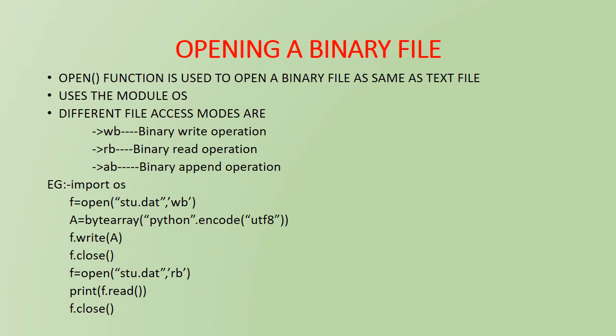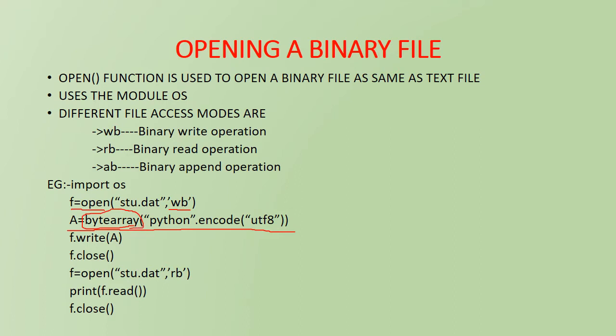Here it is. The first operation is opening. The basic operations we have already discussed in the case of text files. So the first operation is opening the file, using the function open. Here we have f equal to open stu.dat, the file name, opened in the WB file access mode. Now we have another line here. This is the most important line that we want to write in the case of binary files: A equal to bytearray. Bytearray is a function that we use in the case of binary files.